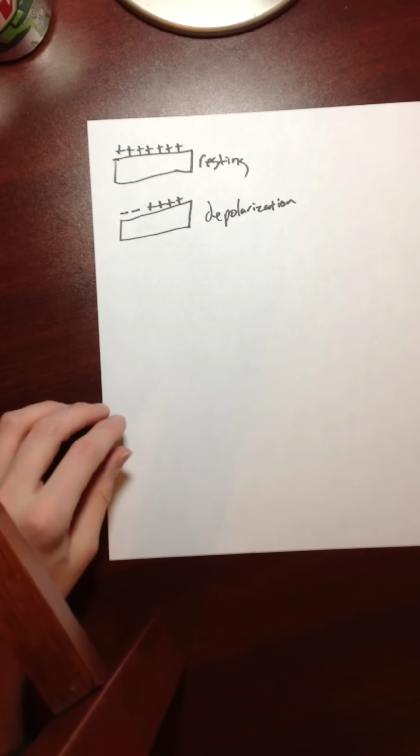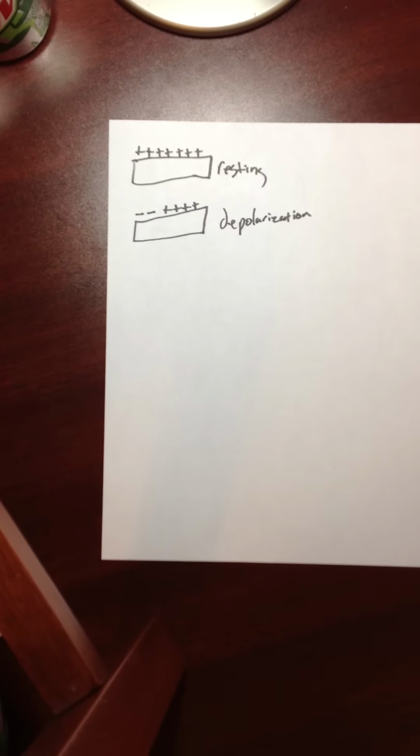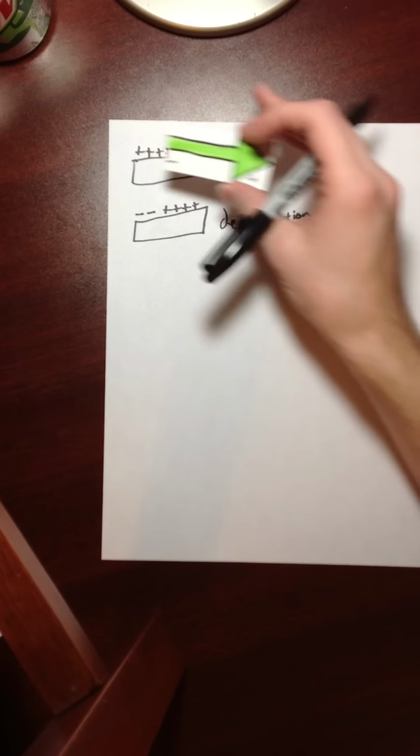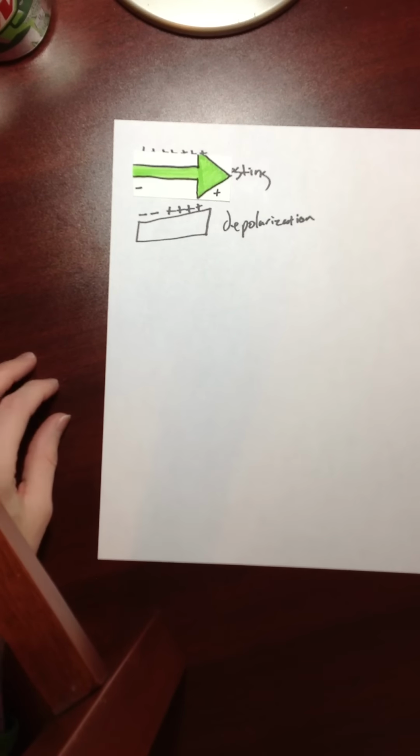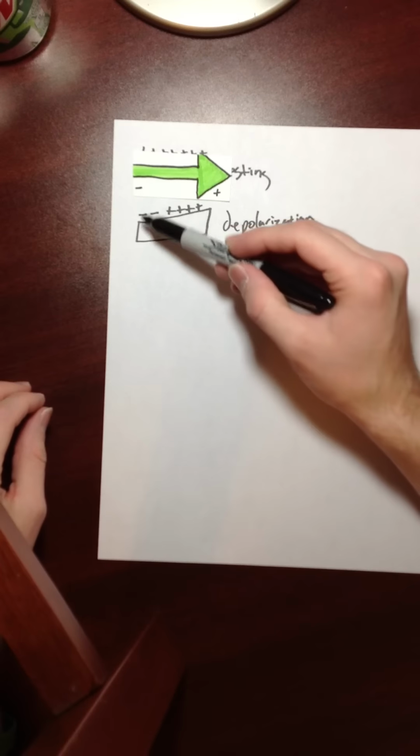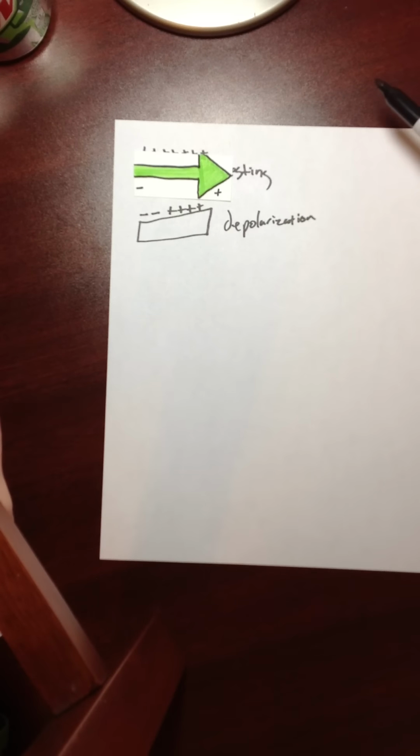Now for convention, what we're going to do is take an arrow and say that the head of the arrow is positive and the tail end is negative. Now what I'm going to do here is put the negative with the negative, positive with the positive. Since there's movement of charge, this is what we get.